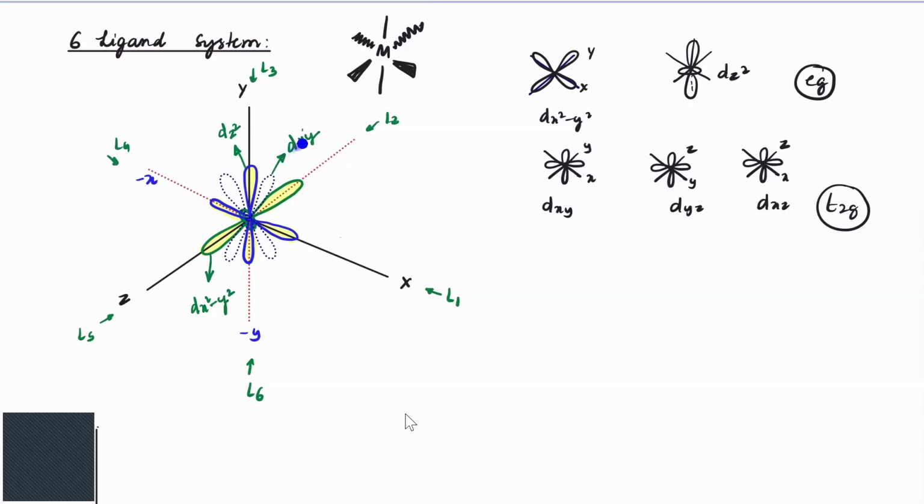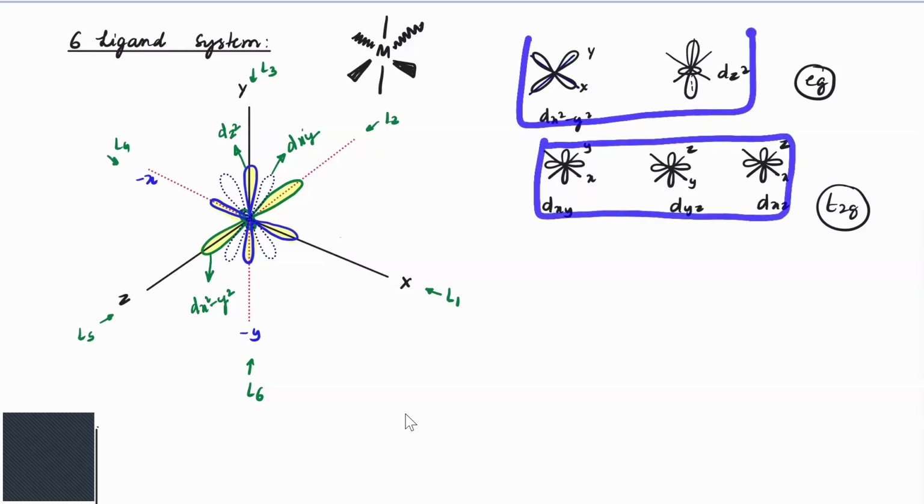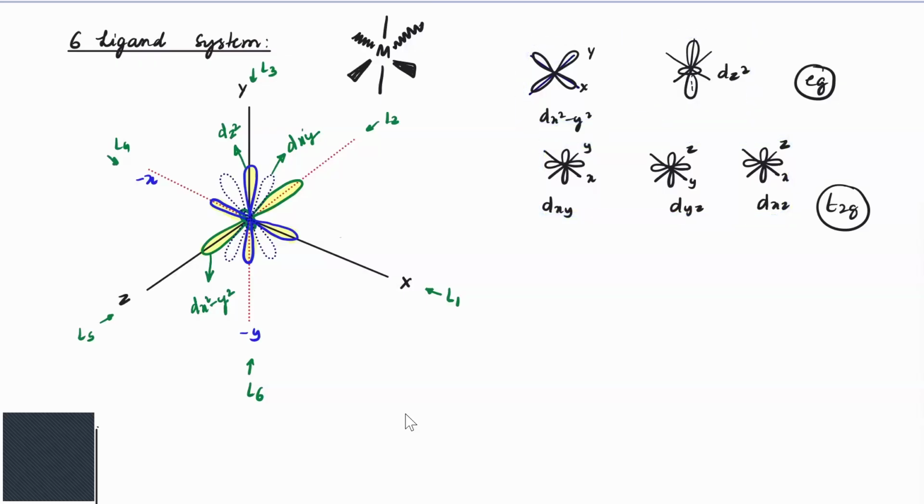Now you can see that dxy is not actually coming head on with the ligand. The ligand is somewhere, the orbital is somewhere like this. Correct? So it is not exactly coming head on. Hence, it will experience less repulsion. Therefore, dxy, dyz, dxz will have lesser repulsions. Got it? And these three will have a similar degeneracy, while these two will have a similar degeneracy.